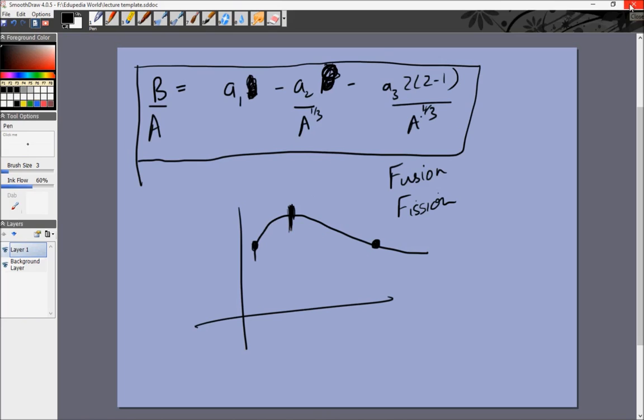In the next video, we'll start studying radioactive decay and the three main processes by which unstable nuclei decay: alpha particles, beta particles and gamma rays.